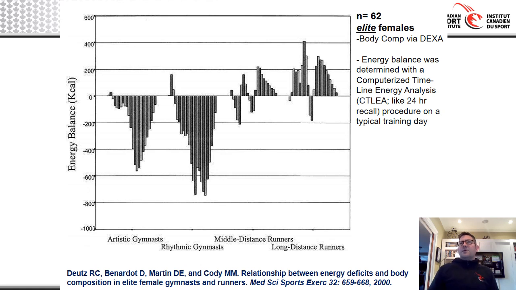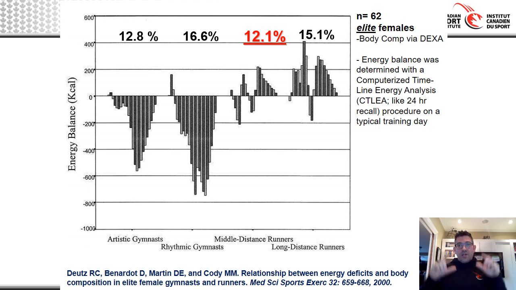They also did body composition via the gold standard of DEXA, and very interestingly enough, if we look at some of those body composition outcomes, the leanest group is the group that was in an energy balance. So the middle distance runners was the leanest group. The group with the highest percent body fat are the group that are actually the furthest in negative energy balance. So in many instances, counterintuitive to what some people may hypothesize.